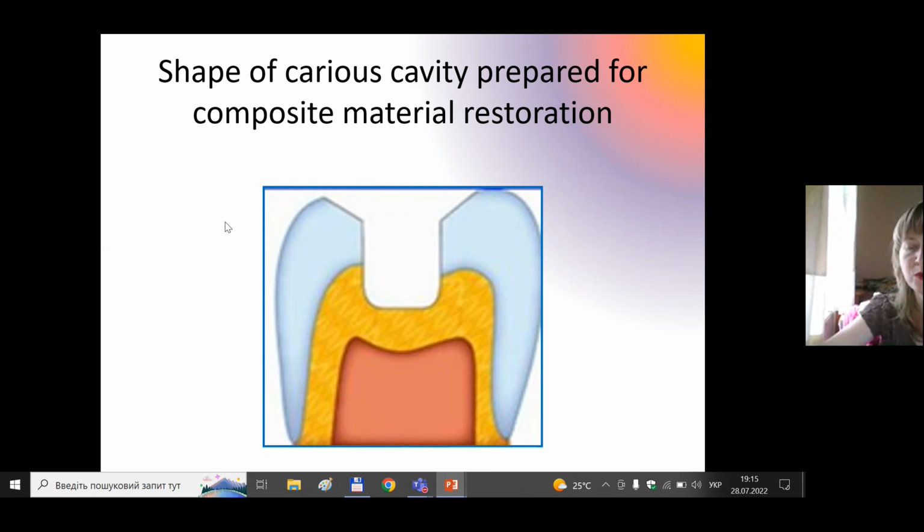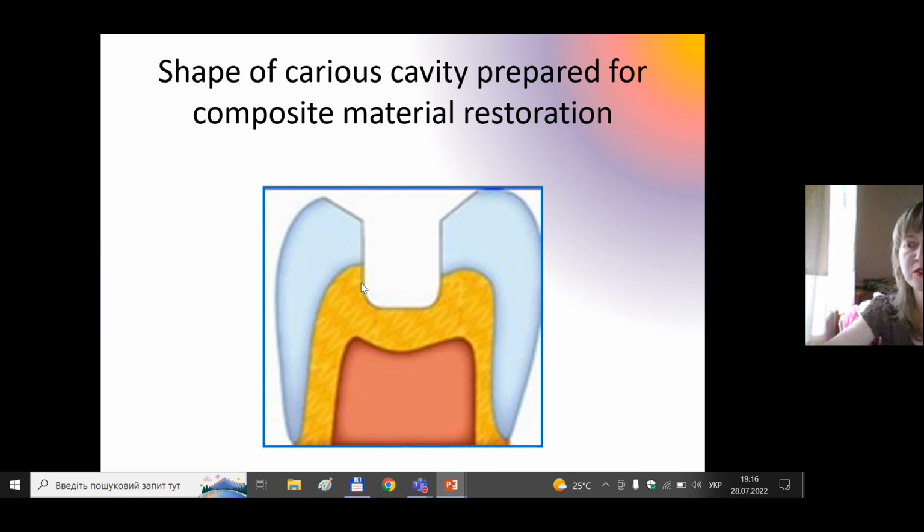We have finished with Black principles of preparation and their peculiarities, and now we are on a new question, caries cavity preparation for restoring with composite material. And right now I will make a very interesting statement. Here we will talk about totally the opposite. In Black's principle, I have said that everything should be straight: walls, floor, edges, like a box.